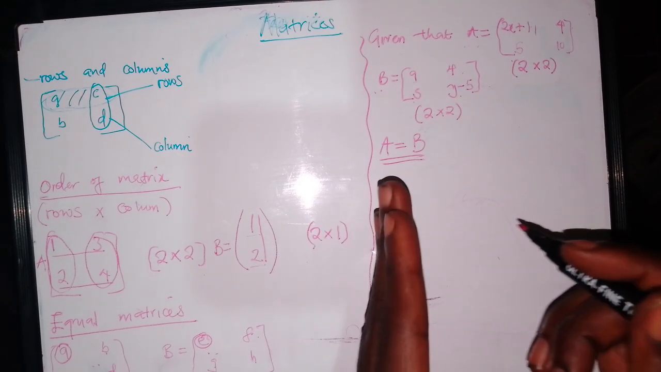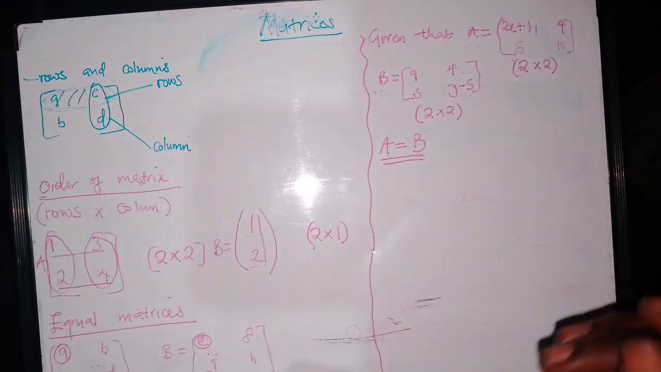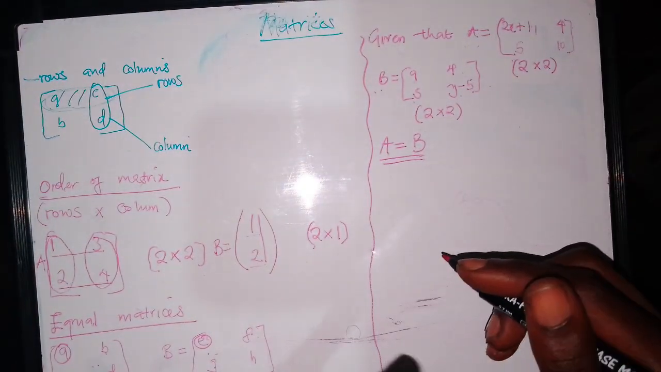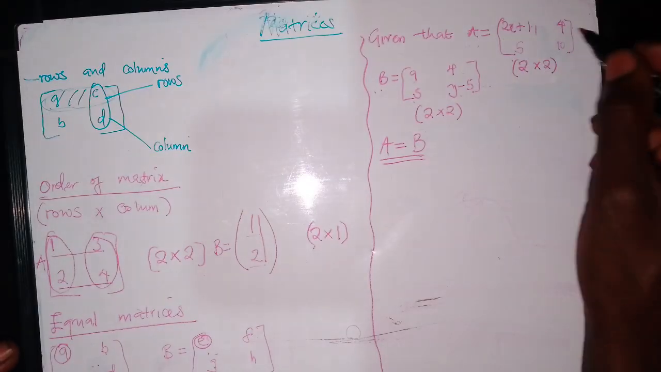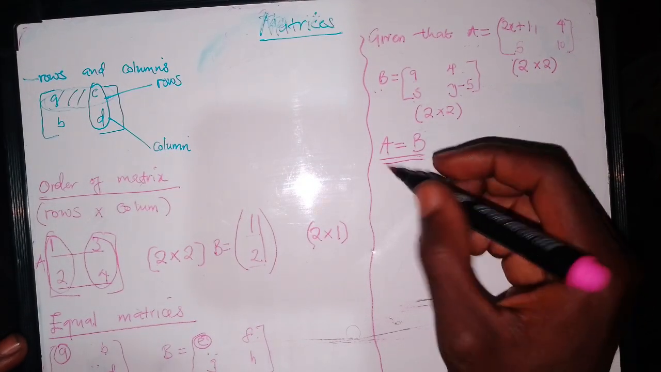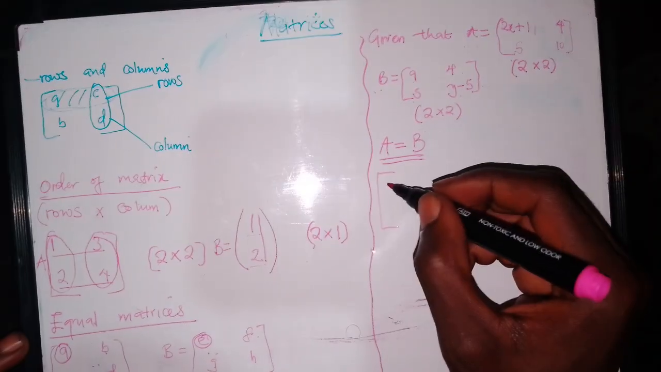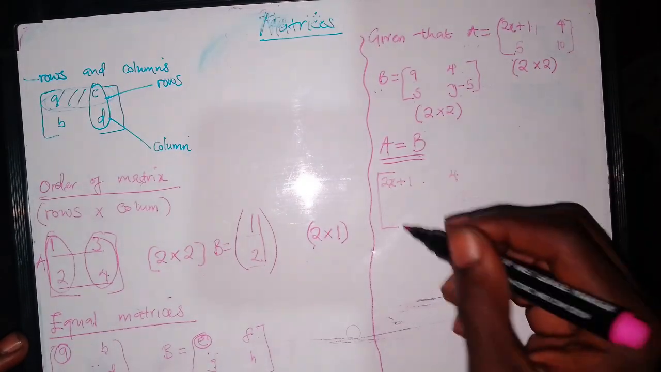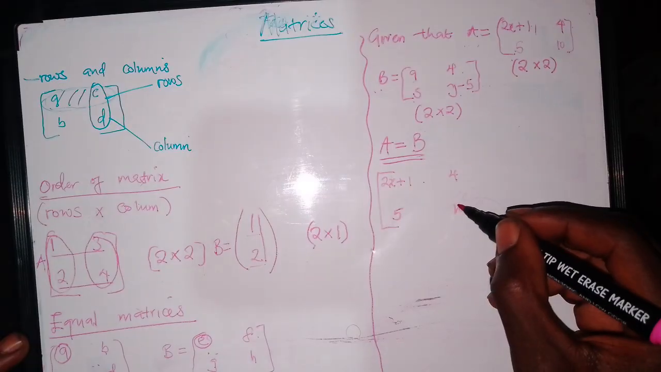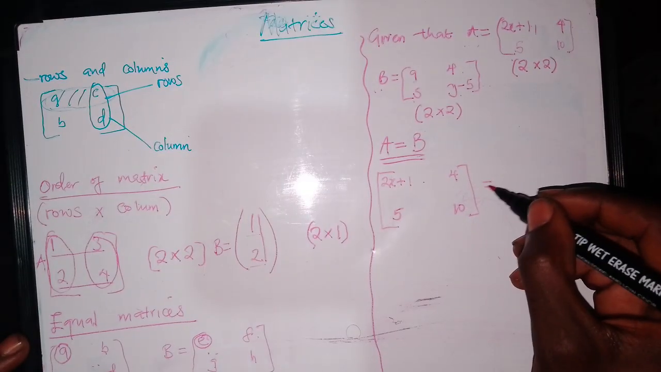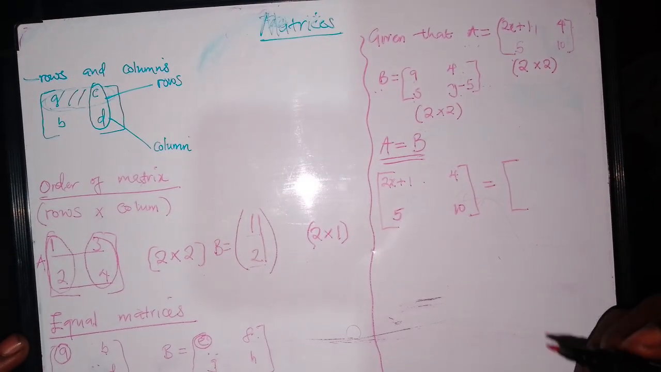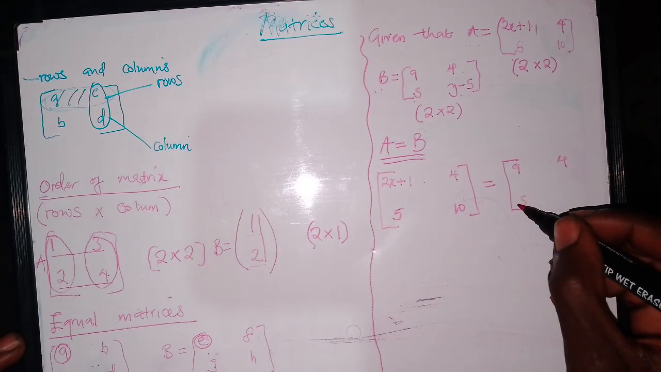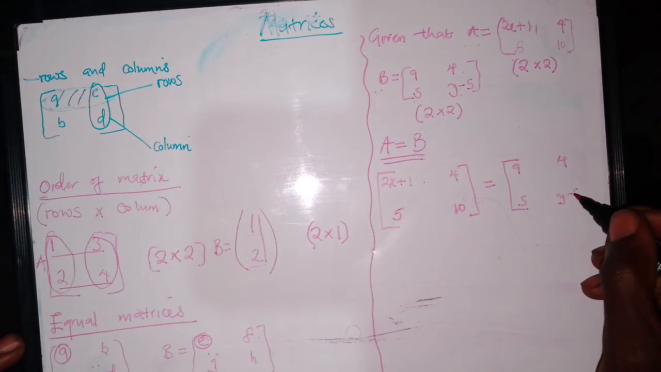Since A and B are equal to each other, you are going to get the matrices and equate them. So you write matrix A, which is 2x plus 1, 4, 5, 10, equal to matrix B, which is 9, 4, 5, y minus 5.